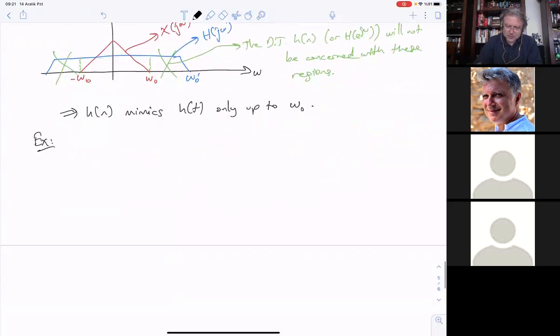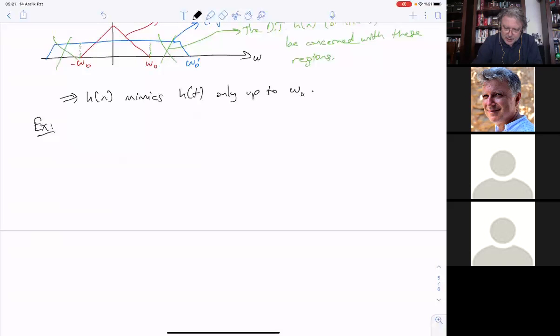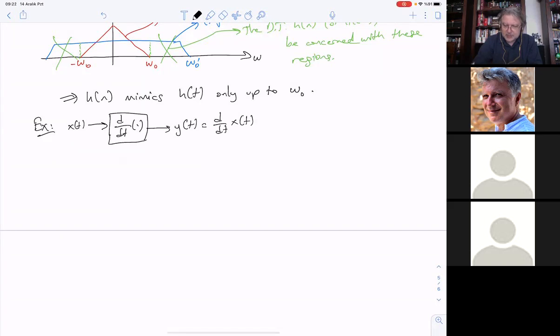Now the example is as follows. We want to have a system which takes the derivative of the input. So x of t is the input, and y of t is essentially d by dt x of t. It's taking the derivative. It's a very small, primitive differential equation, which is just taking the derivative of the input.